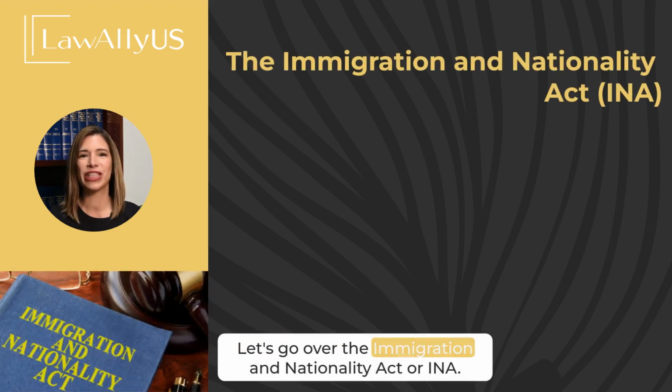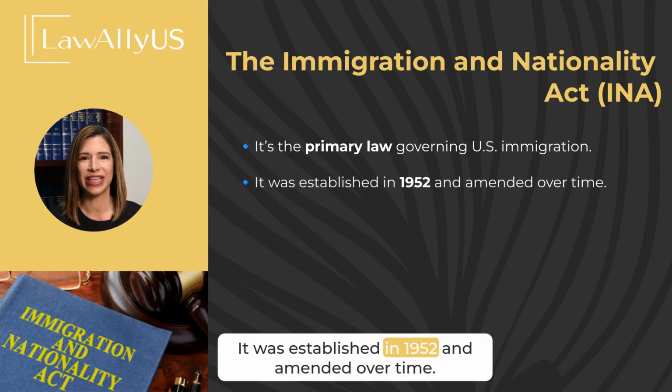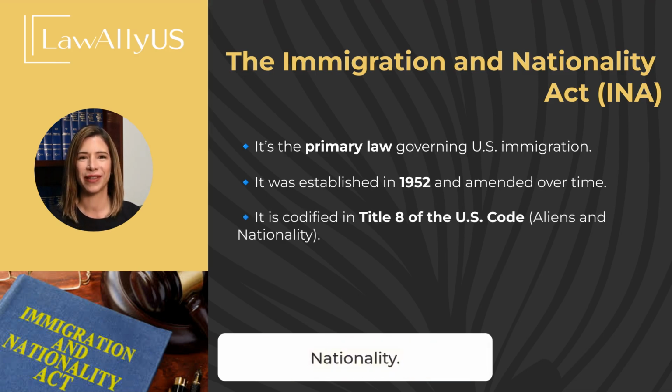Let's go over the Immigration and Nationality Act, or INA. It's the primary law governing U.S. immigration. It was established in 1952 and amended over time, and is codified in Title 8 of the U.S. Code called Aliens and Nationality.